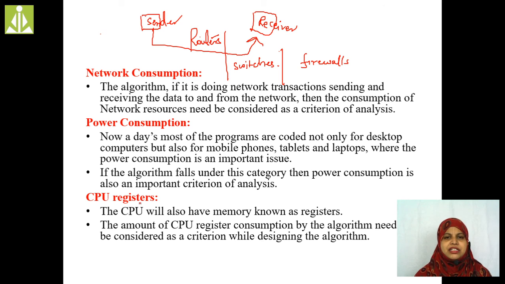Next one, the CPU register. What do you mean by register? Registers are used to store data. The CPU also has memory, known as the register. Generally we save data in the memory, but in some cases where there is a small amount of data, we use the registers. These registers are present in the CPU. The amount of CPU register consumption by the algorithm needs to be considered as a criterion while designing any algorithm.